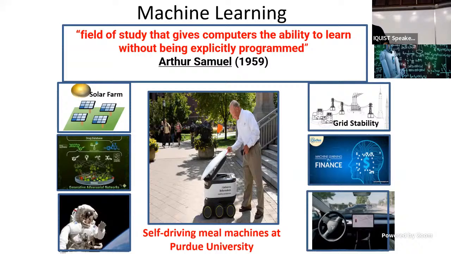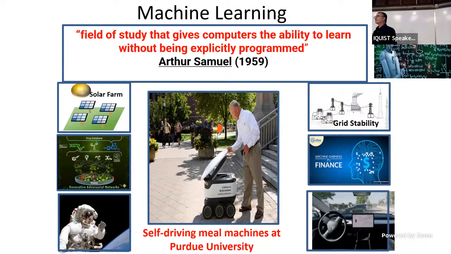Now, why machine learning? All of us recognize the success of machine learning in so many different domains: solar farm optimization, drug discovery, grid, finance, self-driving cars. And if you visit the Purdue campus, you see these machines that are delivering meals, and this is our president taking his lunch with these machines. All machine learning. We see it all over.